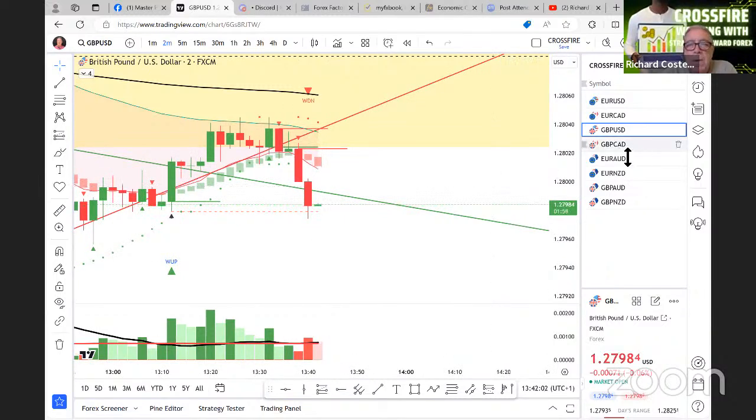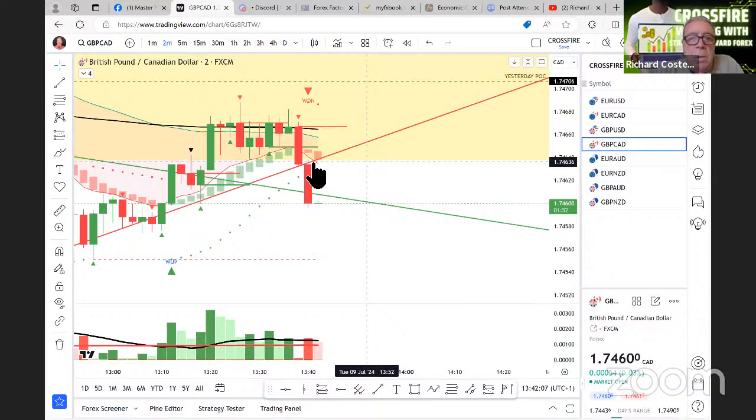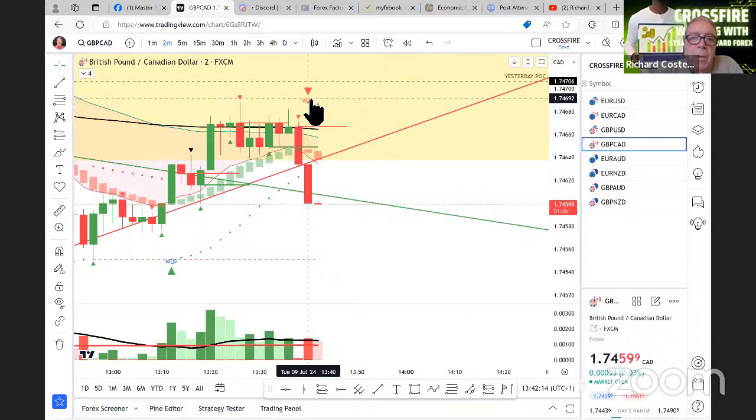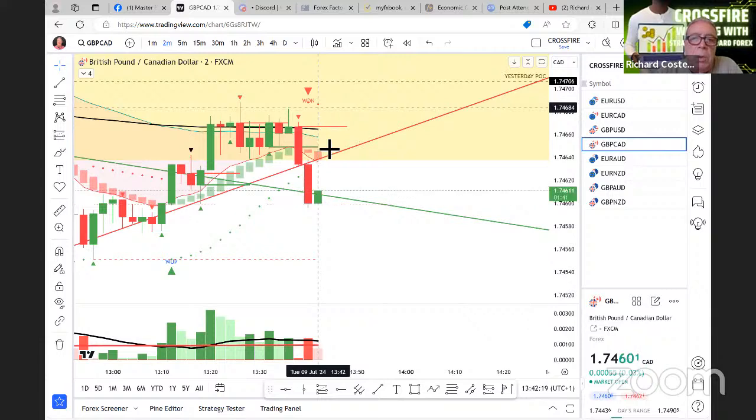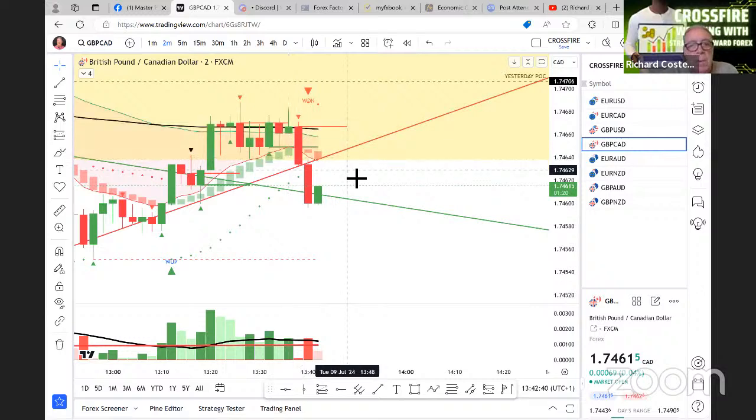GBP CAD, again, we look more like a sell than a buy because we're below the red trend line. That's number one. Number two, we're in a wave down. Number three, we've got a red PSAR pushing price down. We've got a red wave block. We've got the 200 moving average pointing very slightly downwards. We've got the 62 and the 13 moving average, both pointing downwards and below the 200. So everything up there is confirming we should be looking for a sell.